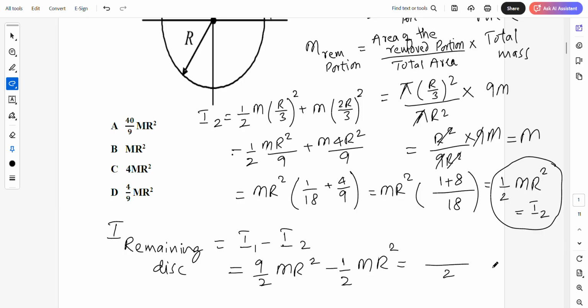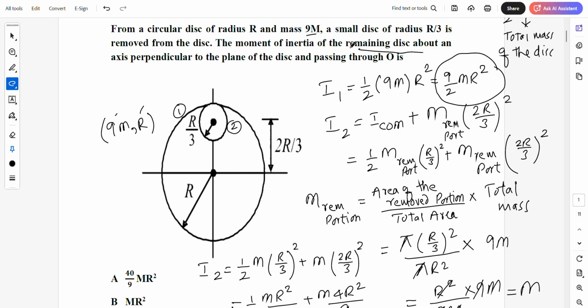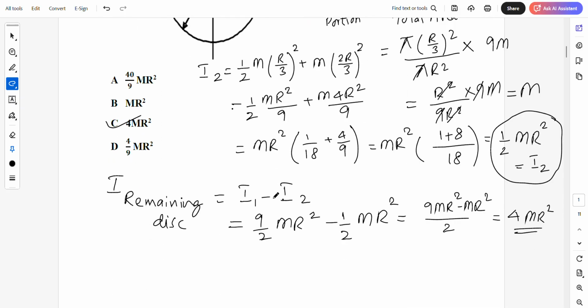That is equal to, I can take 1 by 2 as common, 9 mr square minus mr square, 8 by 2 is 4 mr square, is the right answer. This is the moment of inertia of the remaining disk. Moment of inertia of the remaining disk is how much? 4 mr square. Hope you understood. We'll go to the next problem.